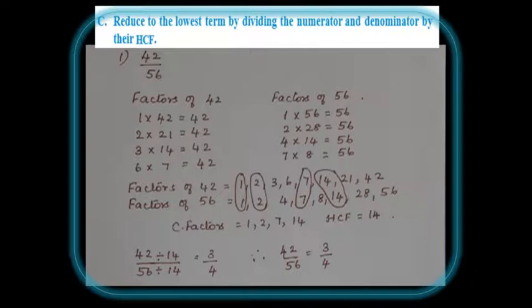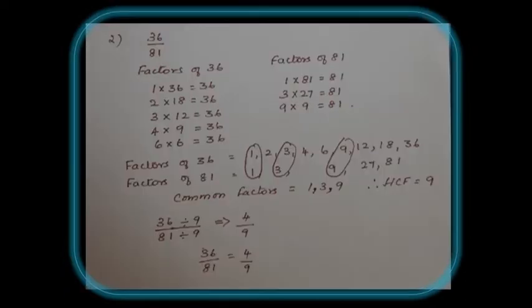So what you will do? You will divide this 42 by 56 by the HCF. So HCF is 14. So 42 divided by 14 and 56 divided by 14 will give you the lowest term as 3 by 4. The same way you will do with 36 by 81 also.